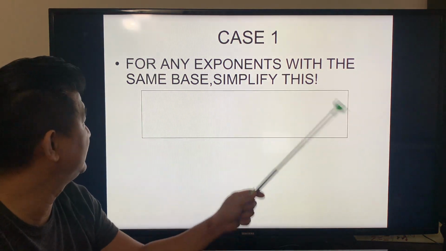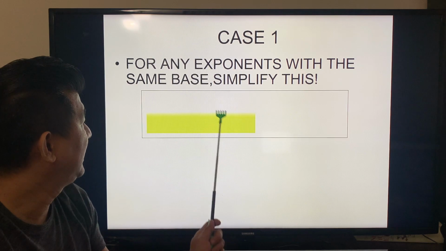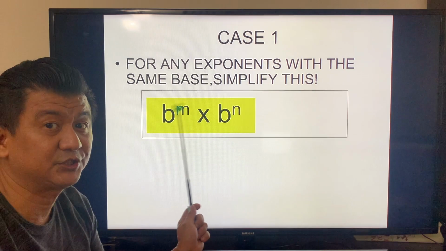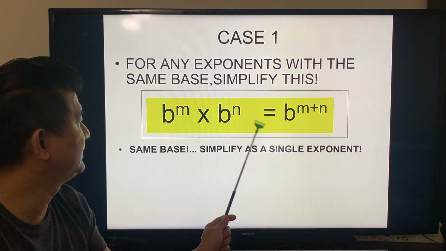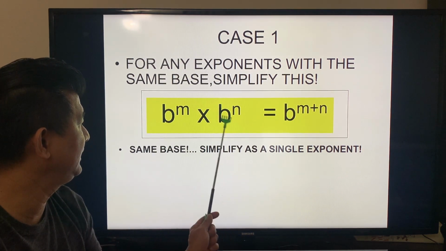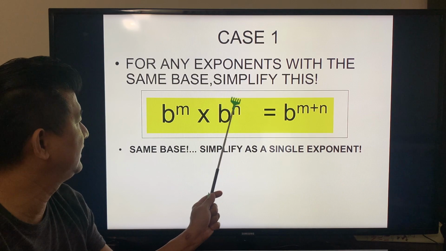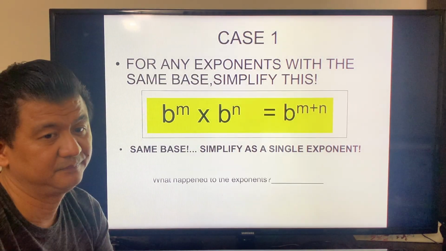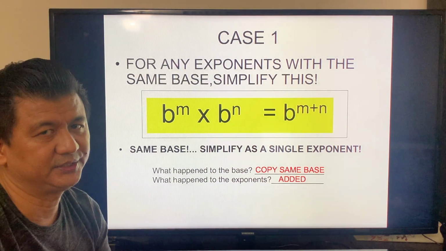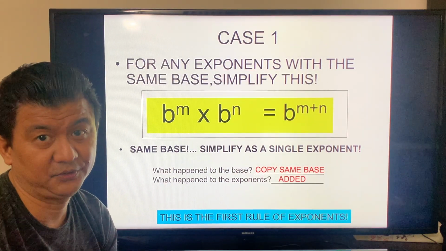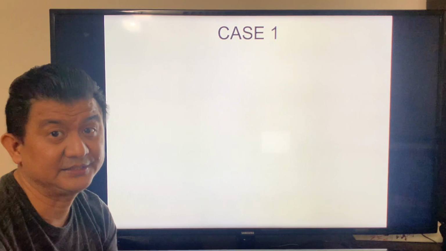For any exponents with the same base, how do you simplify the multiplication? Check this out. Simply copy the same base, the b, and add those 2 little numbers, the exponents on top. Okay, so copy the same base, add the exponents. This is the first rule of exponents. Remember that. Now let's have some practice.